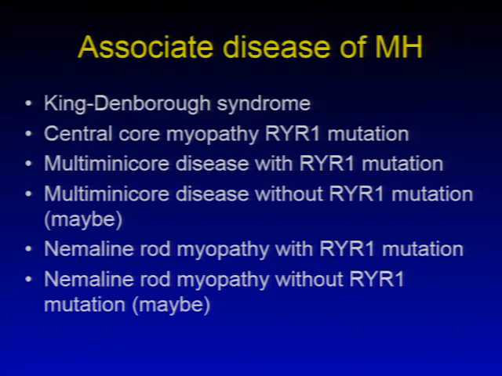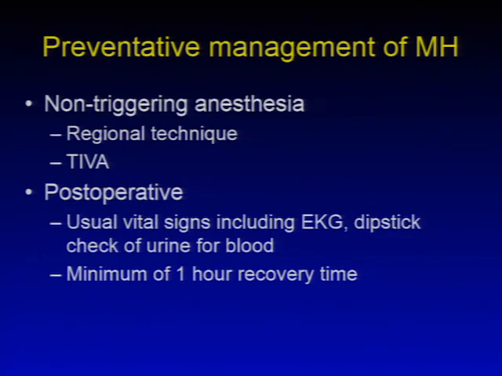Associated diseases of malignant hyperthermia include King-Denborough syndrome, central core myopathy, multi-minicore disease with ryanodine receptor-1 mutations, multi-minicore disease without ryanodine receptor-1 mutation, maybe, nemaline rod myopathy with ryanodine receptor-1 mutation, and nemaline rod myopathy without ryanodine receptor-1 mutation, maybe.